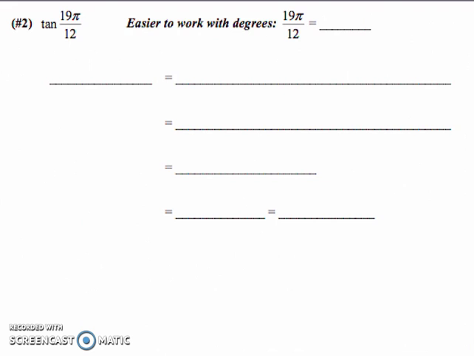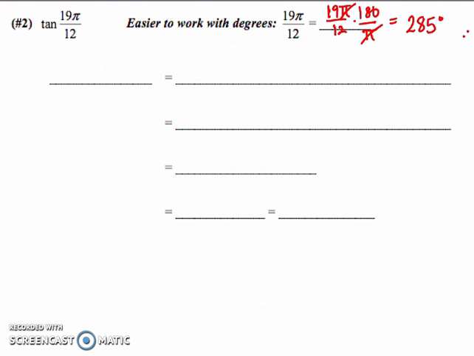When we look at the next example, tangent of 19 pi over 12, it might be easier for us to work in degrees. So the first thing I'm going to do is take 19 pi over 12 and change from radians to degrees. So I'm going to multiply by 180 over pi. So 19 pi over 12 times 180 over pi. My pi's are going to cancel. Then when I do some reducing, and you can just do this right on your calculator, I end up with 285 degrees.